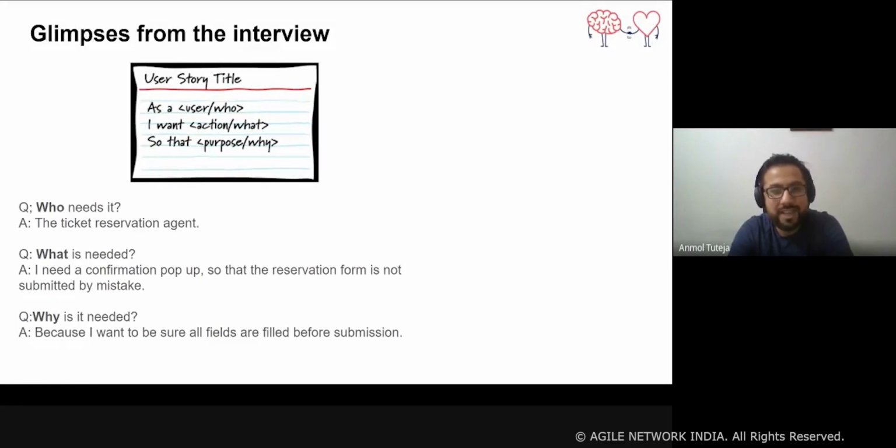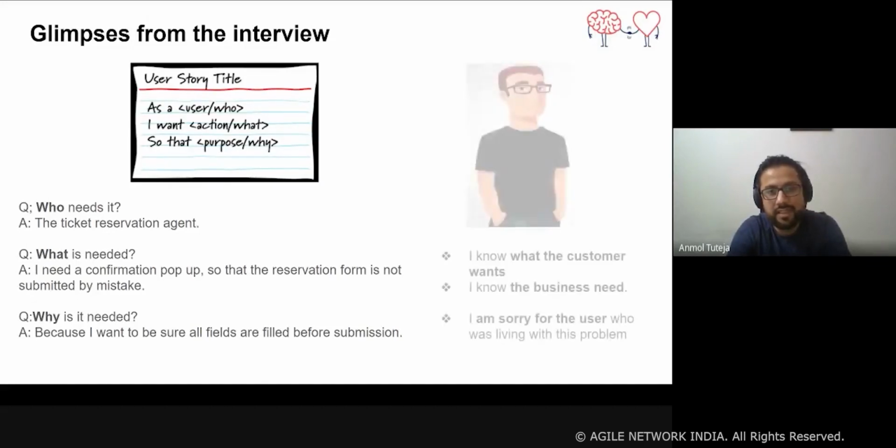answers, my interview was going in this direction, asking questions which relate to how I can write the user story and understand the problem with respect to this format given to us by the framework experts and whoever. So I asked the person who needs it, the agent who's booking tickets, why is it needed, what is needed. He said he needs a confirmation pop-up before the form is booked so that he doesn't submit the form by mistake, because he was filling the forms wrongly all the time, and he wanted to ensure that everything is filled before submission.